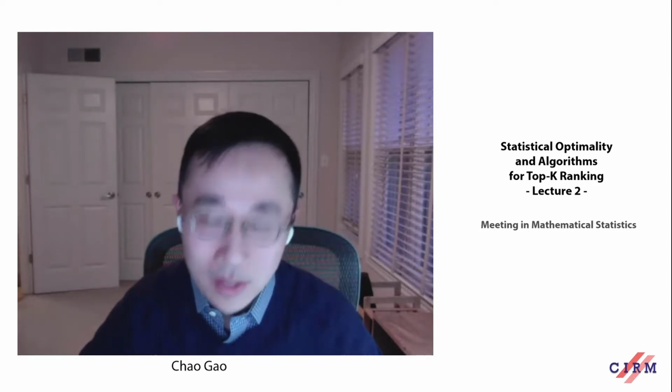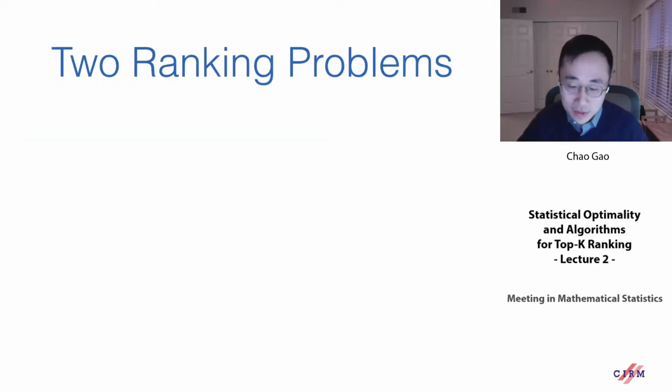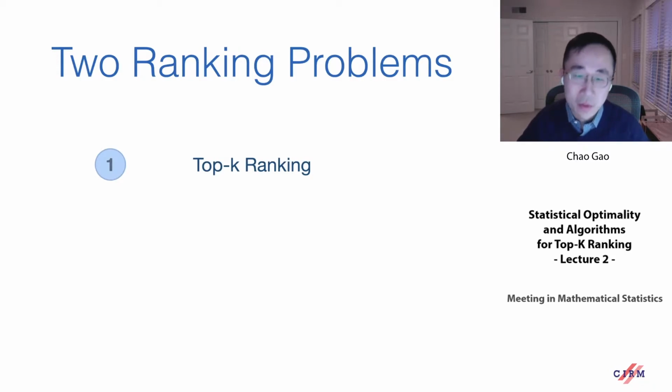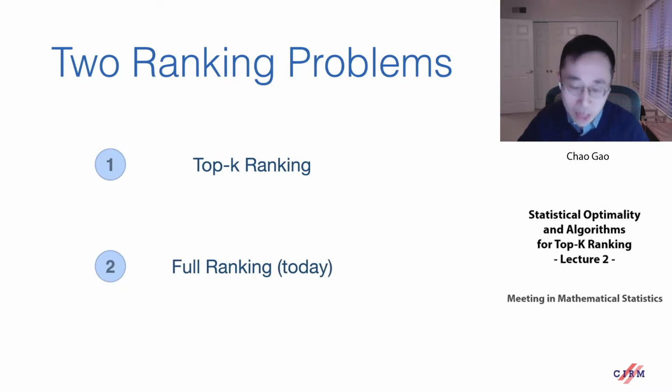And in my first talk, I discussed the problem of top K ranking under the BTL model. The goal of top K ranking is to estimate the set of the best K players from pairwise comparison data. And we have shown that between the two most popular ranking algorithms used in the literature, the MLE leads to optimal top K ranking, but the other popular spectral algorithm is generally not optimal.